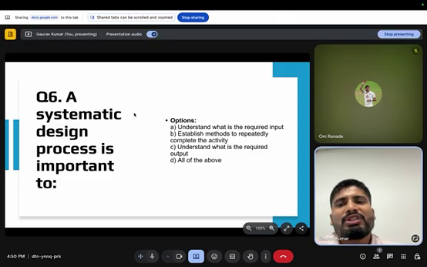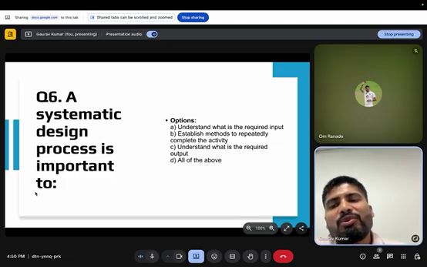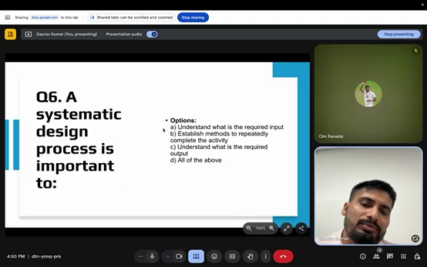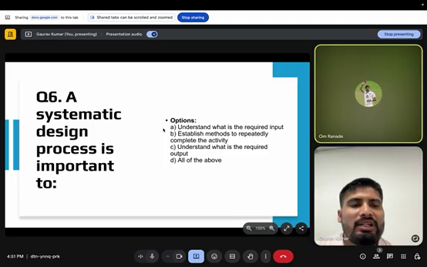Now we are moving to question number 6. A systematic design process is important to what? Can you answer? All the above. Yes, correct.